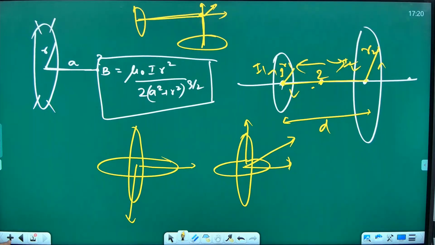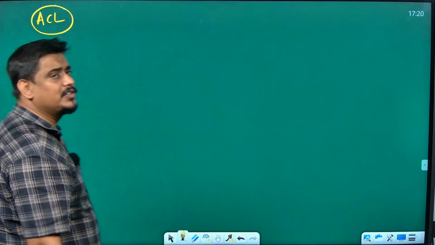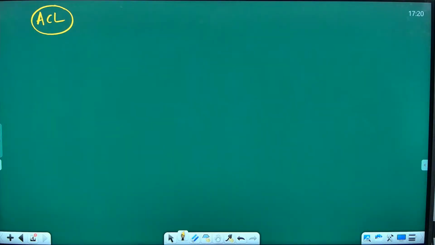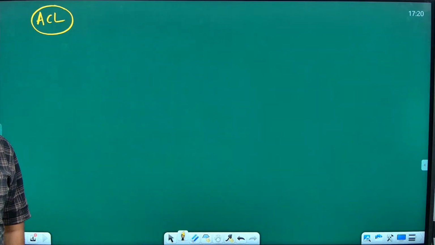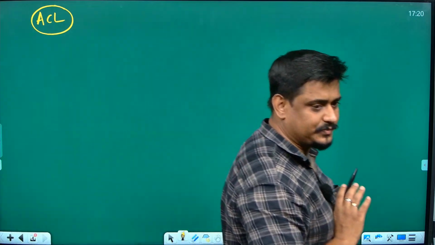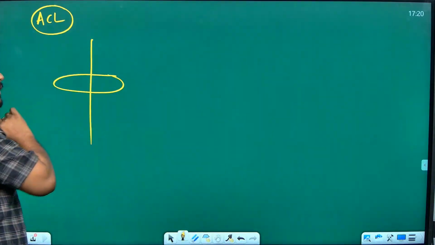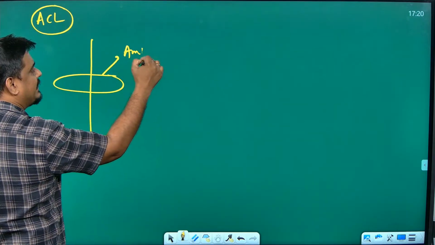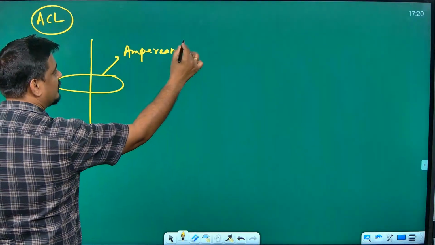Then comes Ampere's circuital law. Ampere's circuital law is used to find the magnetic field due to any current carrying conductor by drawing an Amperian loop. What is an Amperian loop? An Amperian loop is an imaginary loop which is used to enclose the current carrying conductor. For example, if I am having a current carrying conductor and I draw an imaginary loop enclosing it, this loop will be called an Amperian loop.